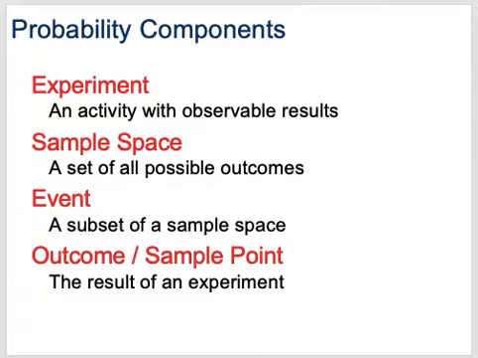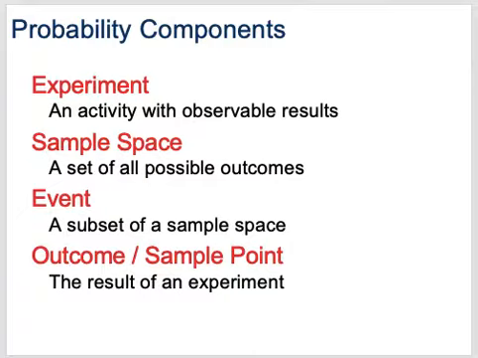Your event is the subset of your sample space. So your event is the actual thing that you're measuring. If I'm flipping a coin and I want to know the probability of getting a heads, the event is the heads. How many times did I get a head? And then your outcome is the result. So what is the probability that you end up getting?